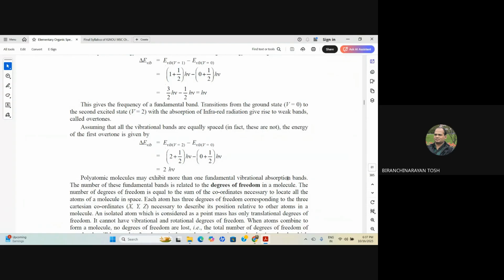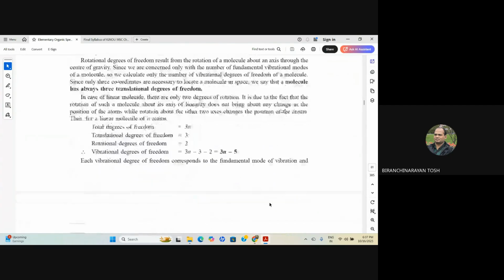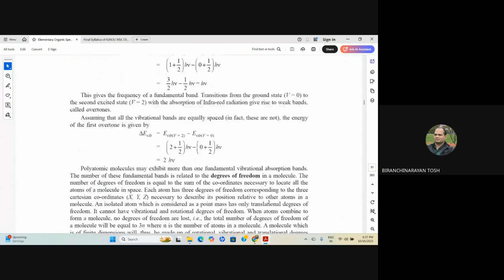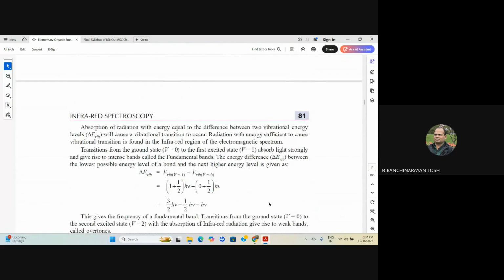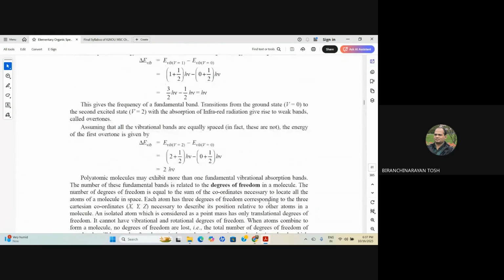If it has translational motion, that can be represented by 3 degrees of freedom, meaning three coordinates, whether the motion is along the x axis or y axis or z axis. So that is the degrees of freedom. Due to its translational motion, it will have 3 degrees of freedom. Then what about the rotational? How many rotational degrees of freedom will be there?